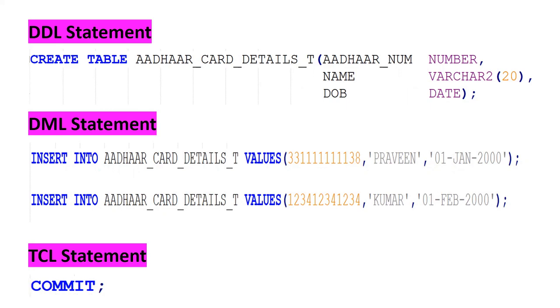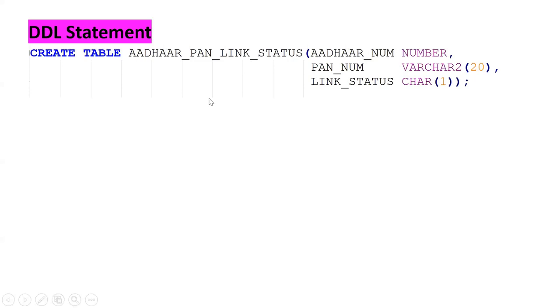Now we have two tables. Now we need to create one more table. See what this table is: Aadhaar PAN link status.